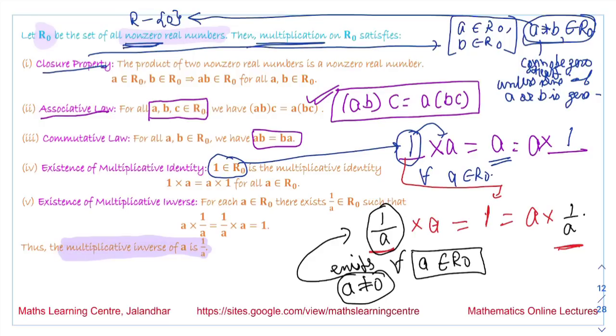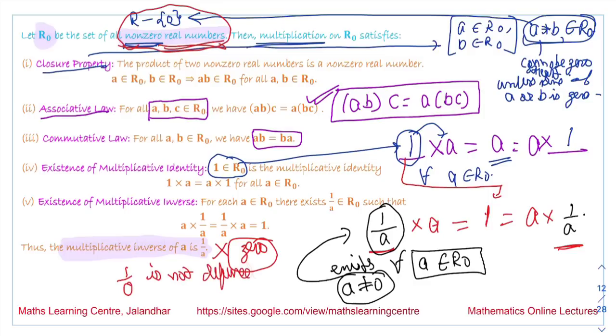But suppose in place of R naught, in place of non-zero real numbers, if it is given real numbers, then multiplicative inverse will not exist for 0, because 1 by 0 is not defined. So this is important to note over here, that we are talking about the non-zero real numbers.